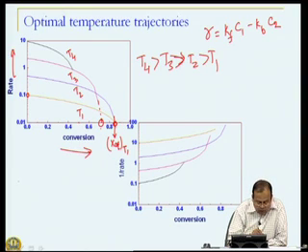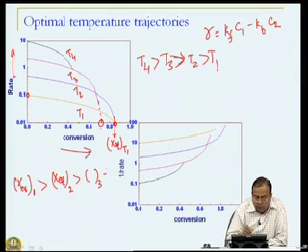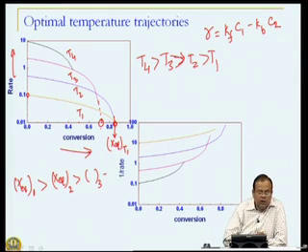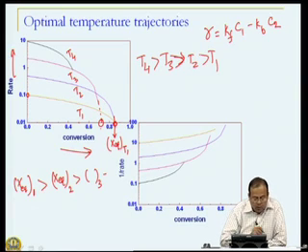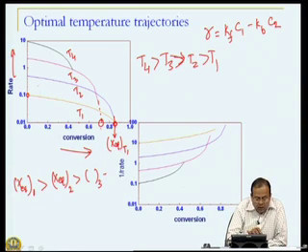So, what happens to my equilibrium conversion? The equilibrium conversion for temperature T1 is greater than the same thing for T2, T3 and so on, because that is the characteristic of my exothermic reaction. But what is happening to the rate? The rate is higher at temperature T2 because of the Arrhenius effect, same as T3, T4.